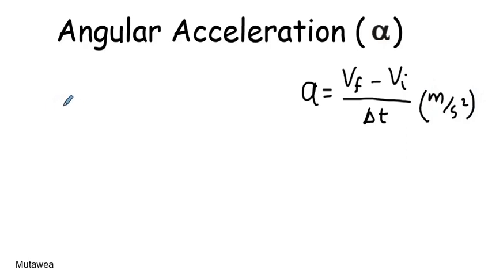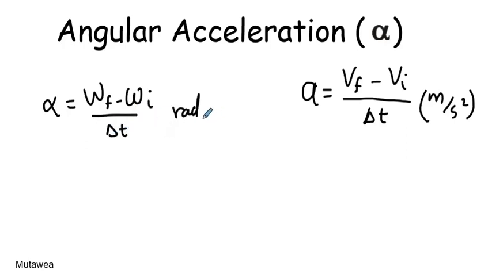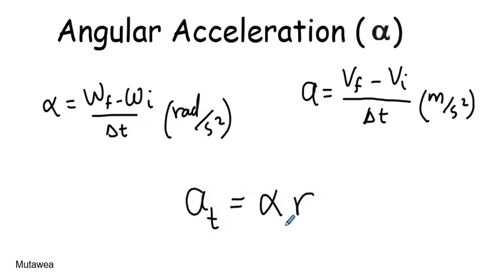The average angular acceleration is equal to a very similar equation. It's the change in angular velocity, so alpha is the change of angular velocity, omega final minus omega initial, divided by the time. The measuring unit for angular acceleration is rad per second squared. The tangential acceleration equals alpha r. So what's tangential acceleration, and what is the difference between the tangential acceleration, the centripetal acceleration, and the net acceleration? Let's see.